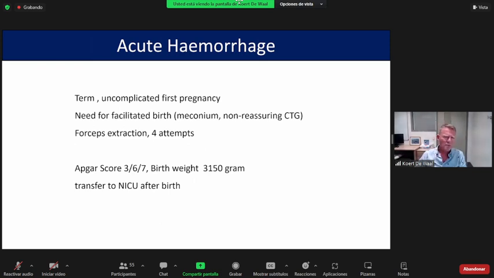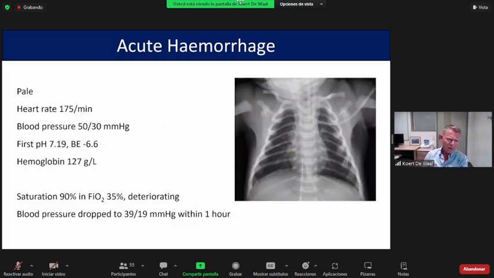This was a term baby, uncomplicated first pregnancy. There was a need for a facilitated birth because there was meconium and a non-reassuring CTG, and there were 4 attempts with forceps extraction. The Apgar scores were reasonable. The birth weight was okay. The baby didn't look that well, though. He was pale and was transferred to the NICU thereafter with some respiratory distress.